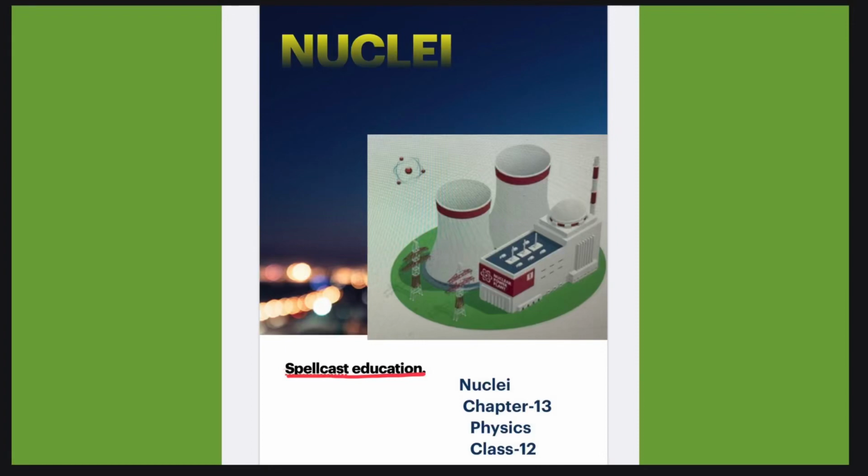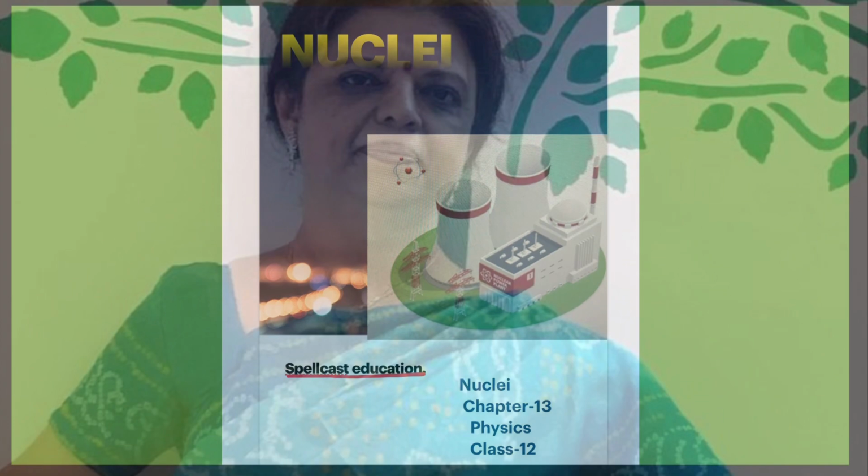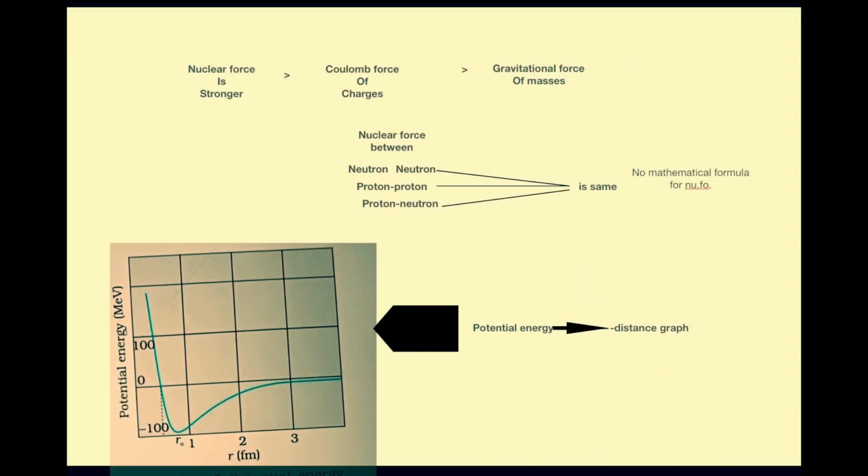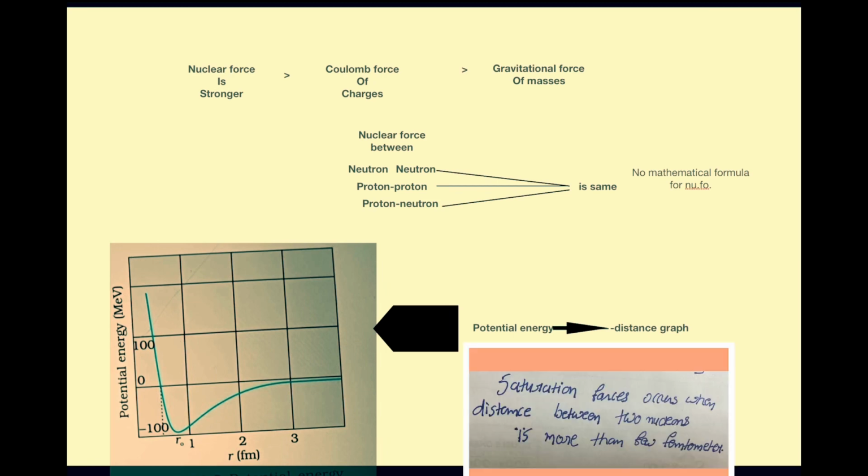Hi friends, let's have a quick view of chapter 13, Nuclei, second part. From our last discussion, you noticed that nuclear force is the strongest force. It is stronger than the Coulomb force of charges, and you know that the Coulomb force of charges is greater than the gravitational force of masses. So nuclear force is the strongest.